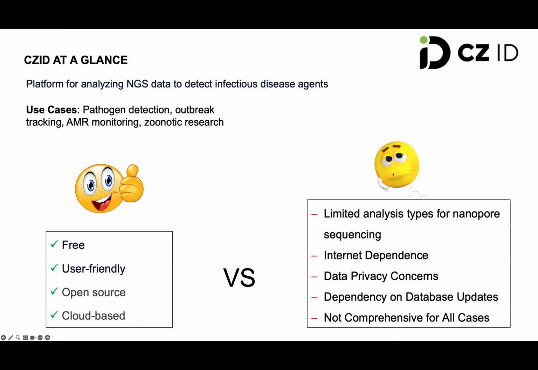And then the last point is that it's not comprehensive for all cases. So if you're looking only for really rare pathogens or rare microbes you want to detect, this platform is not the best one to use because it's biased. It is referring more or less to databases with the most common sequences. So if you want to detect really rare sequences, this is not optimal for you.